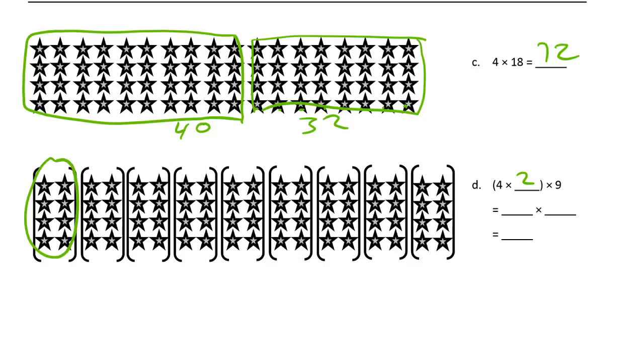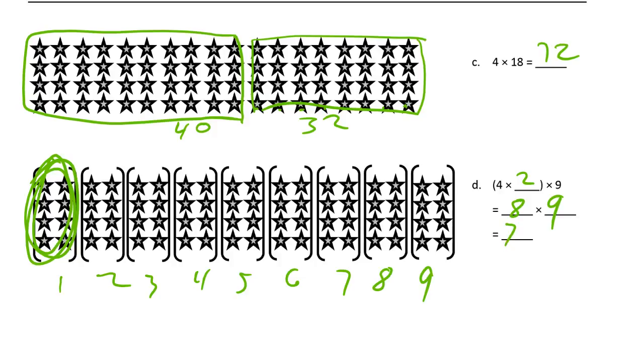Or you could look at this as 4 rows of 2. Right, because here's 4 rows of 2, and there's 9 of those, right? 1, 2, 3, 4, 5, 6, 7, 8, 9. Well, 4 rows of 2 is 8, right? There's 8 stars in one of these little arrays, and you have 9 of them, so it's the same as 8 times 9. And if you know your 9s really well, then you can figure out 8 times 9, which of course is the same, it's 72.